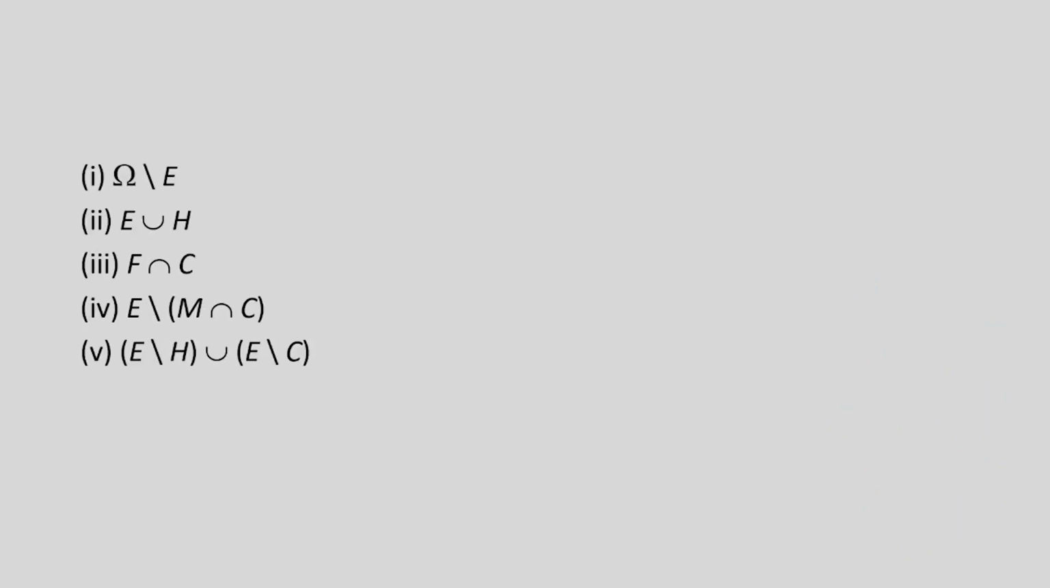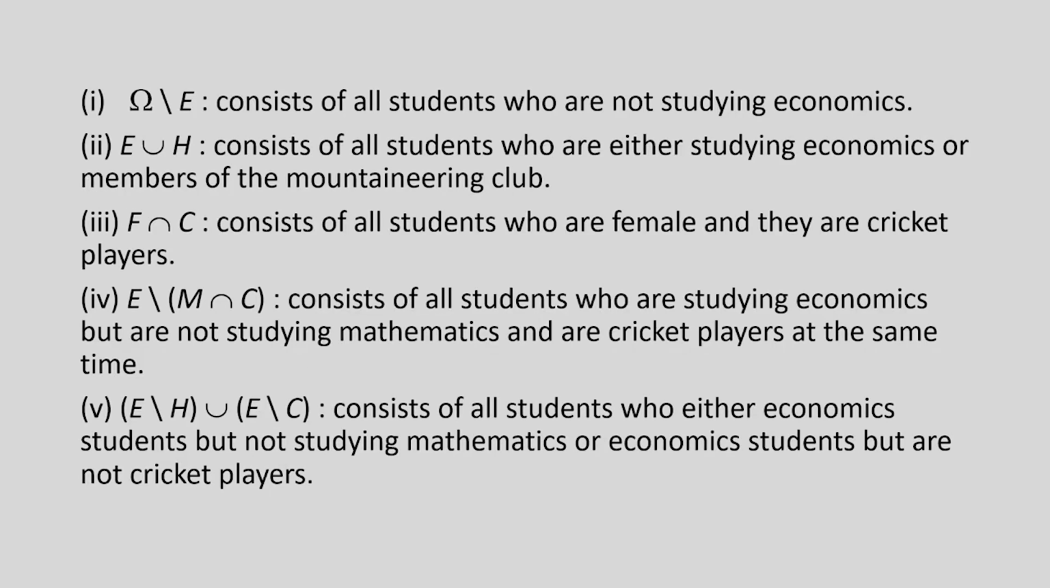Now, we have to describe what these sets mean. So, gamma minus E, E union H, F intersection C, E minus M intersection C, E minus H union E minus C. So, let us see. Gamma minus E, gamma is the set of all students, E is the students who have economics as a subject. So, therefore, gamma minus E is the set of students who do not have economics as a subject. So, it consists of all students who are not studying economics.